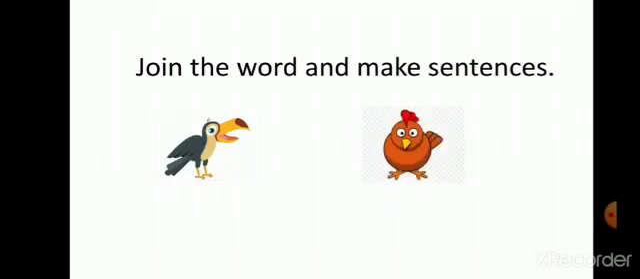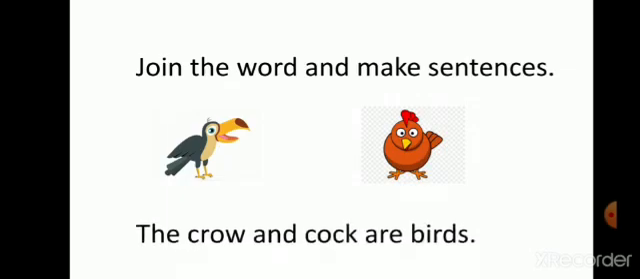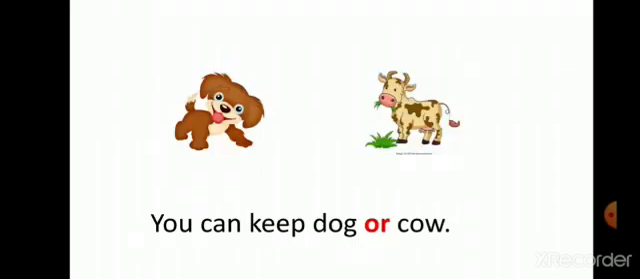Here you can see the birds. So how will you make this sentence by joining the words? The crow and the cock are birds. Yes, this is called a sentence. The crow and the cock, two words joined by "and". And with that we have made a simple sentence. The crow and the cock are birds. Okay, we'll move to the next example.